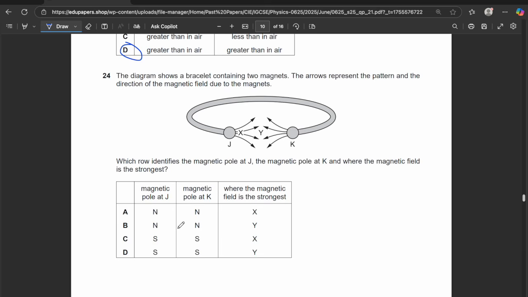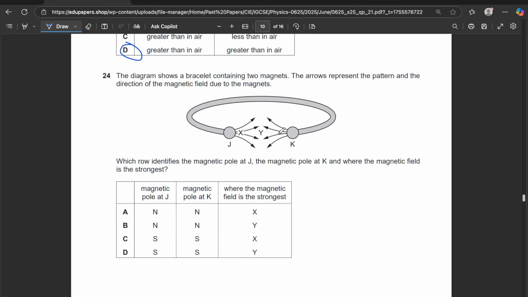24. The diagram shows a bracelet containing two magnets. The arrows represent the pattern and the direction of the magnetic field due to the magnets. Which row identifies the magnetic pole at J and the magnetic pole at K, where the magnetic field is strongest?